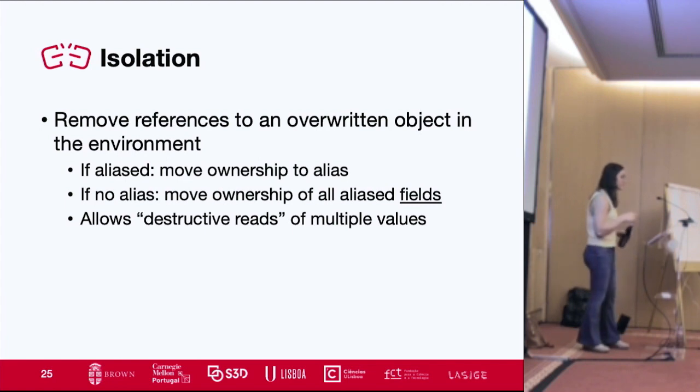We remove references to an overwritten object in the environment through a process that we call isolation. If an object is aliased, we move ownership of that value to some alias that we pick. If there are no aliases, then we can't reference the objects that it contains in any other way. Therefore, we can count those as unique values and transfer ownership to the alias fields, of which there may be multiple. And this allows destructive reads of a parent to disconnect a whole chain of values.